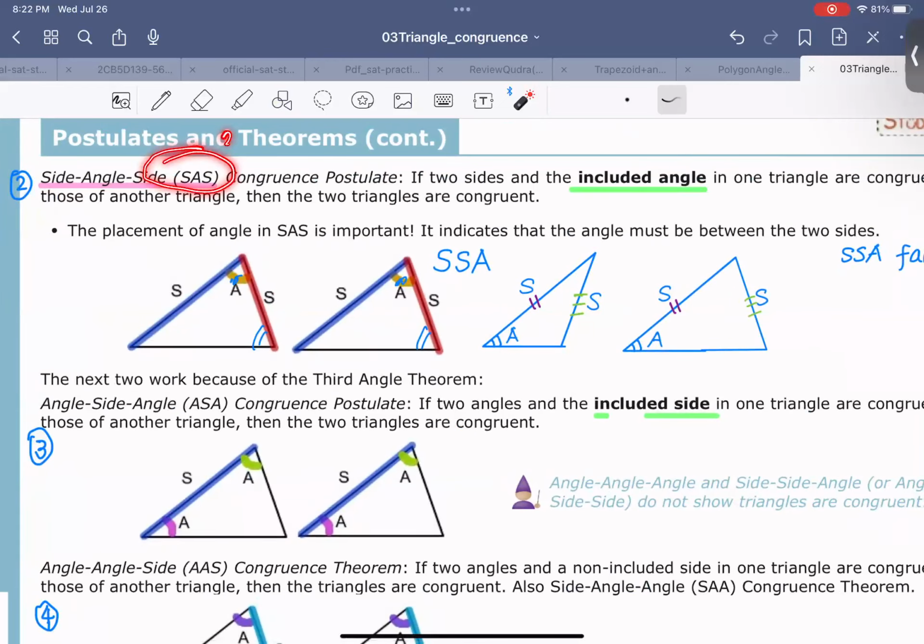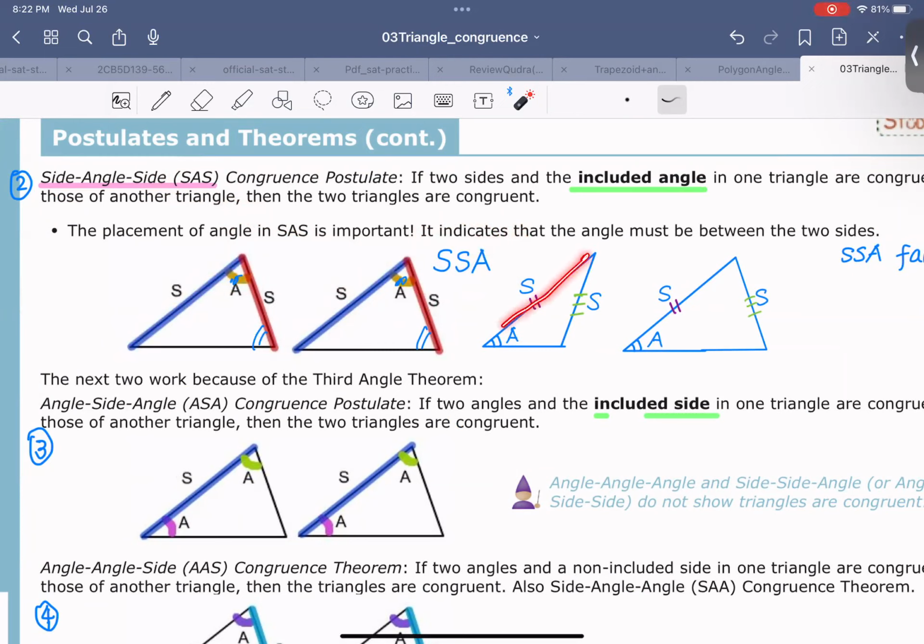This is the most common mistake students will make here. The SAS is saying you have a side here congruent. Next, you have the angle here congruent. Next, you have this side congruent. This is called SAS. So these two are identical. But some people say, I'm going to call something SSA because it's so similar. This SSA is a fake one, not true.